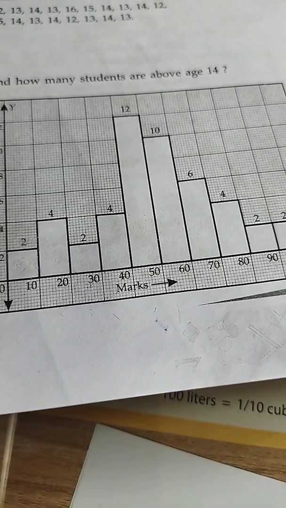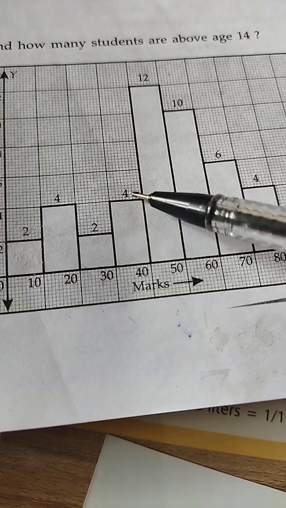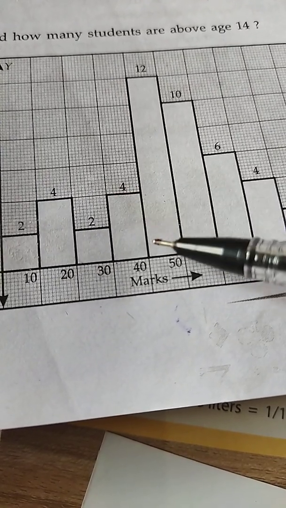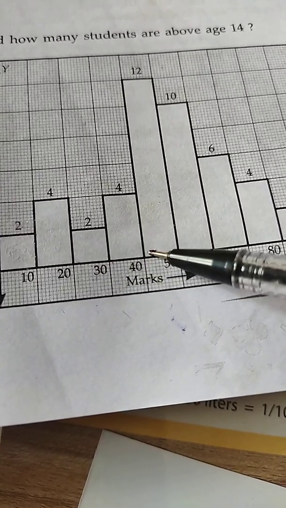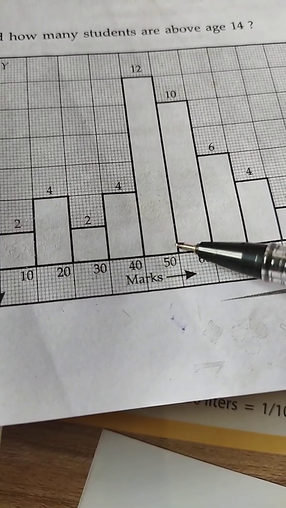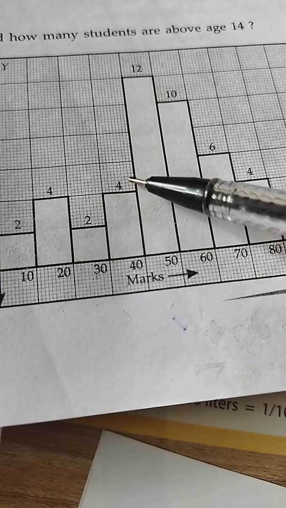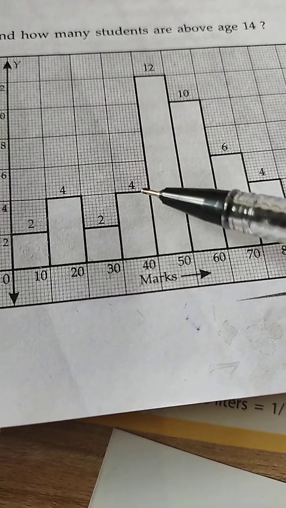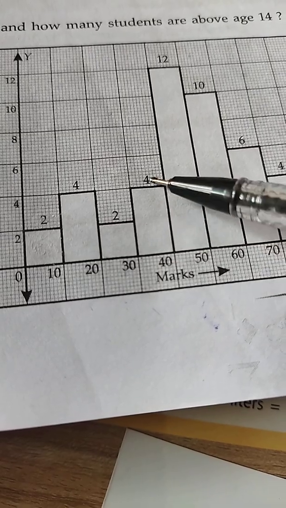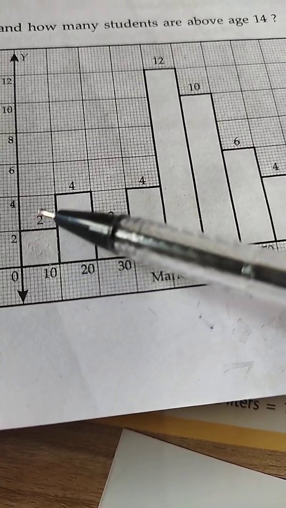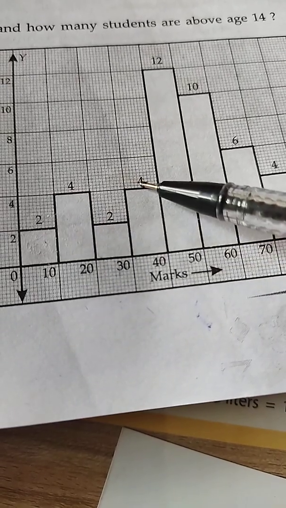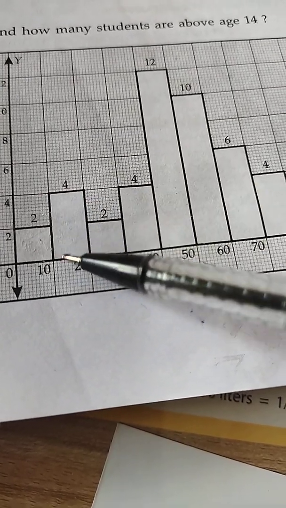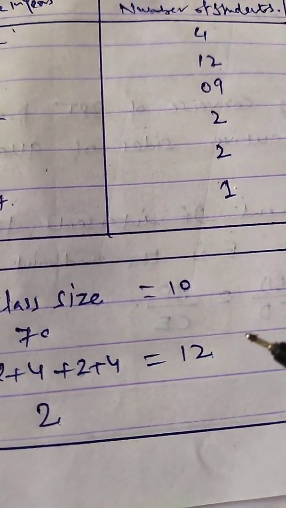These are the next category, but up to 40, there are 4 bars. So 40 will not be counted here, in 30 to 40. 40 will not be counted, 40 will be counted in 40 to 50. That's why up to this bar, all these students are scoring less than 40 marks. So these are 2 plus 4 plus 2 plus 4. So 2 plus 4 plus 2 plus 4 give you the number is equal to 12. So that will be the answer for this.